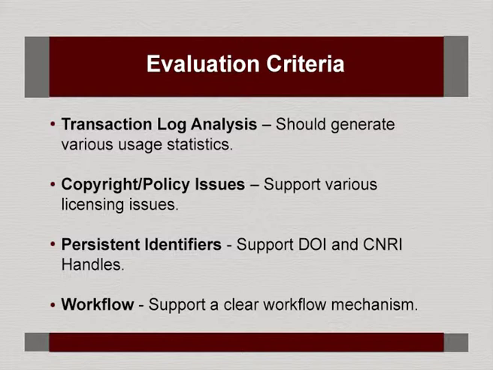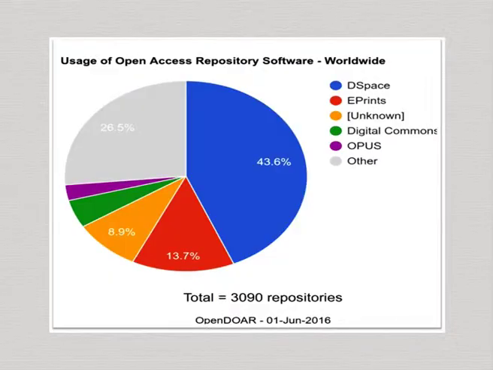Copyright licensing issues are very important. We know that we covered that in the open access initiative presentation. Persistent IDs should be there, because without them aggregation is not possible. A clear cut workflow: DSpace has a clear cut workflow policy. So, these are some of the criteria for software.